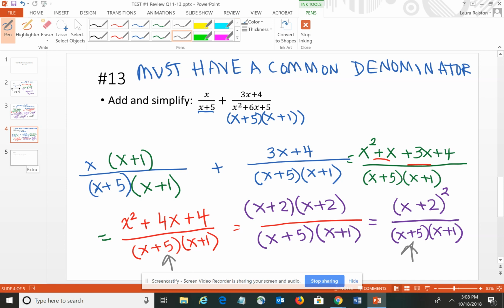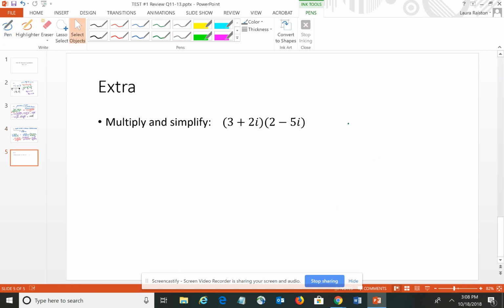I want to do one other problem that wasn't really on your review sheet, but I know is on test number 1, and it has to do with complex numbers and multiplying them together. You have basically a two-term expression times a two-term expression, and so to multiply those together, we can use FOIL: first, outside, inside, last. So if I do that, 3 times 2 is 6.